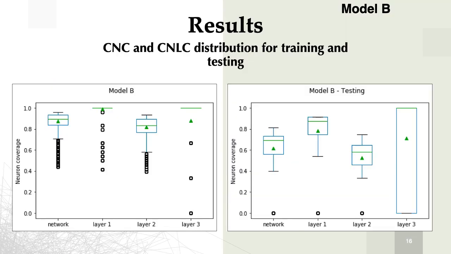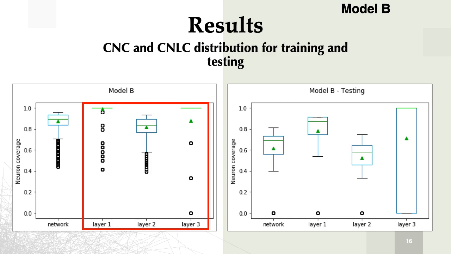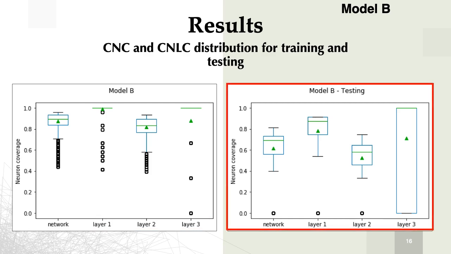In contrast to Model A, Model B shows a lower average CNC of 86%, and only the first and the last layer were able to activate all of their neurons. For Model B, the reduction on testing was 30% on average CNC and 25% on average CNLC. Finally, this model got a 77% success rate. Notice that even though Model A has better cumulative coverage during training, its success rate and cumulative coverage in testing are lower compared to Model B results.